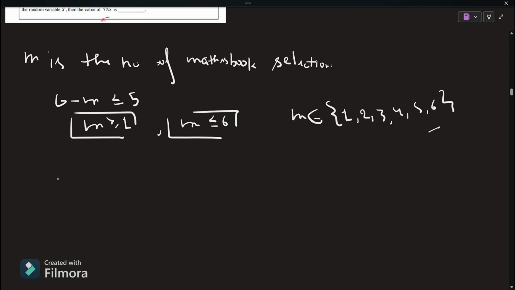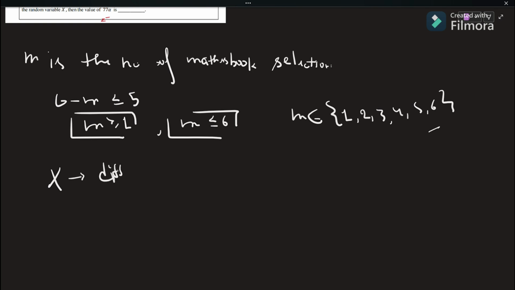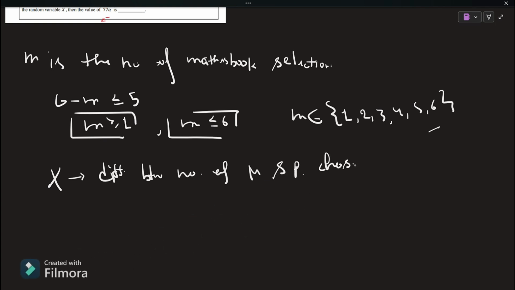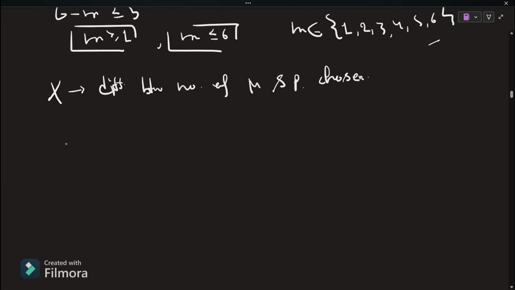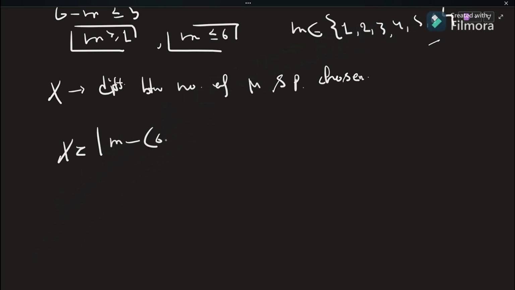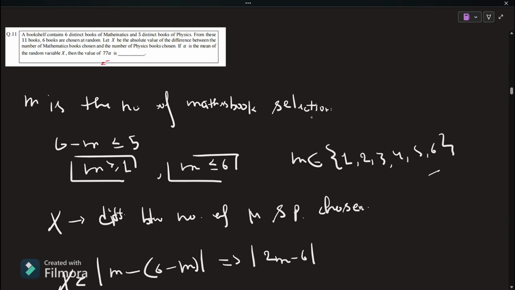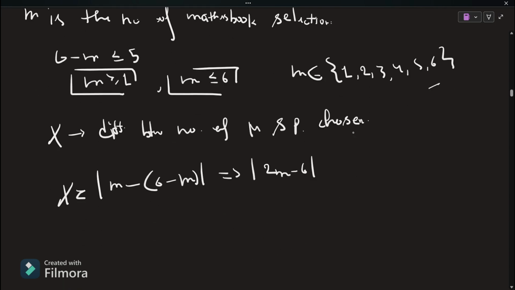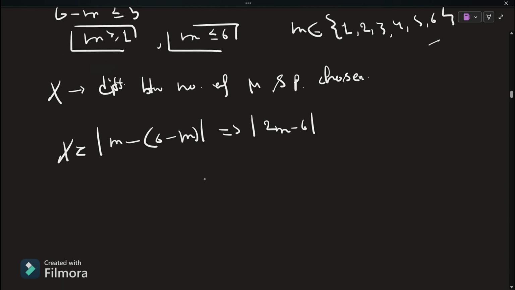So let's say capital X is the difference between the number of math books and physics books chosen. Okay, so the condition is X equals m minus (6 minus m). So we will get 2m minus 6 in this question. Okay, let's find the values of X for all m values.